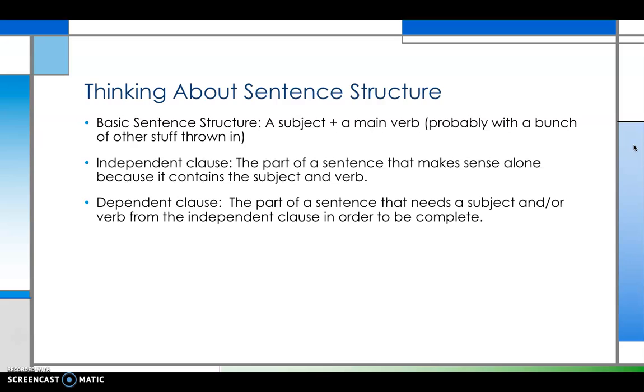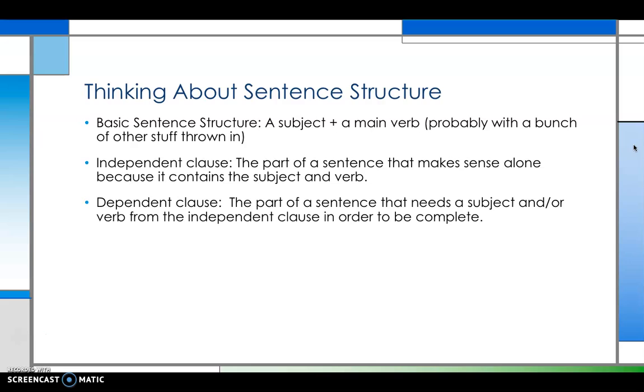So sentences have two kinds of clauses, and that's a lot of the other stuff we add in. Kind of starts building into that. So an independent clause is the part of a sentence that makes sense alone because it contains the subject and the verb. So John is, that's our subject and verb, a student in this class. That's some of the other stuff that comes into the sentence. But it makes sense alone, right? John is a student in this class.